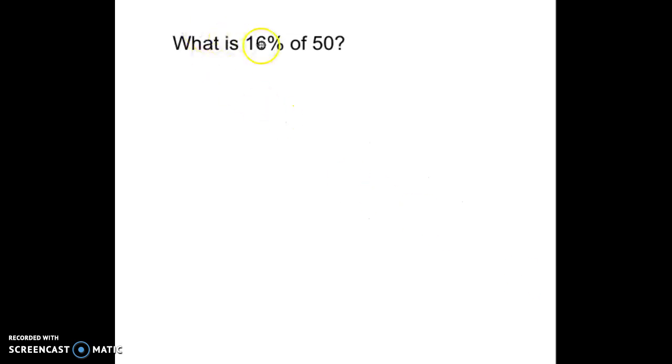Okay, what is 16% of 50? So I'm going to go ahead and put my equal sign, and the first thing I look for is the percent. In this case, I'm going to put 0.16, because that's where our percent goes, written as a decimal. Now the second thing I always look for is the whole amount, or what it's out of, or the price. In this case, it's out of 50.